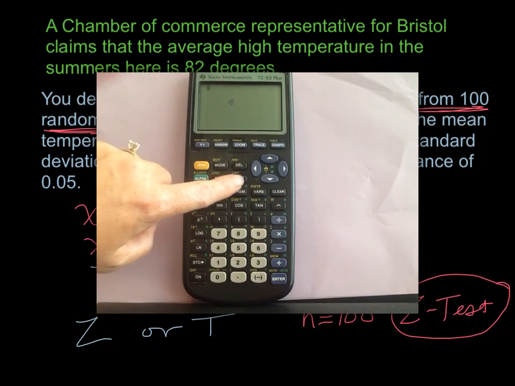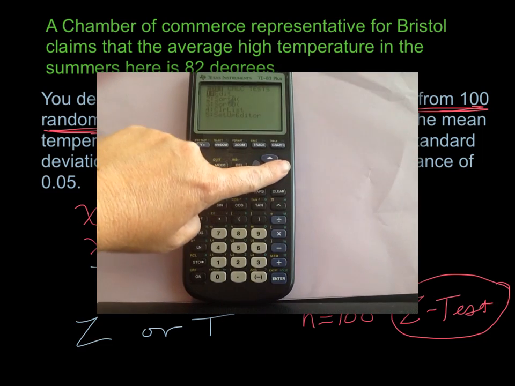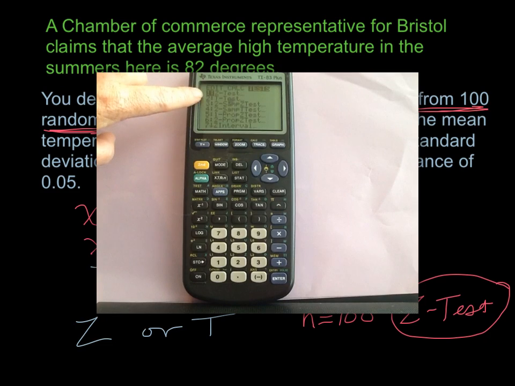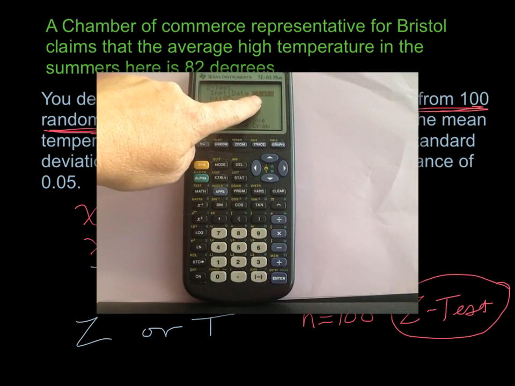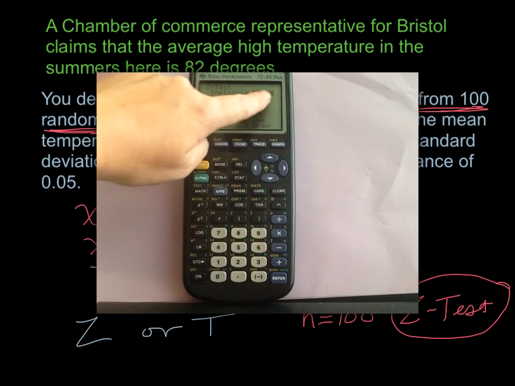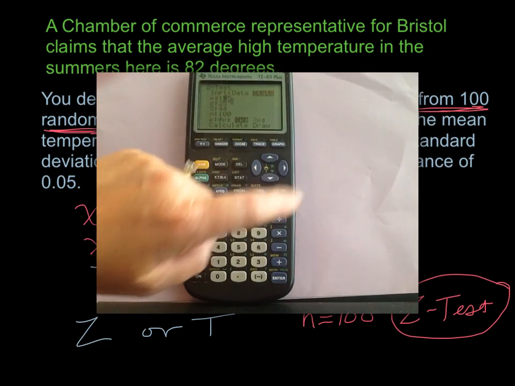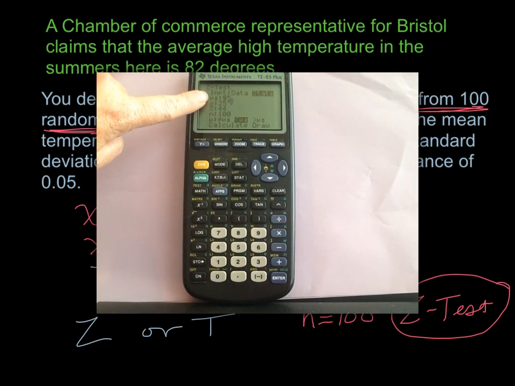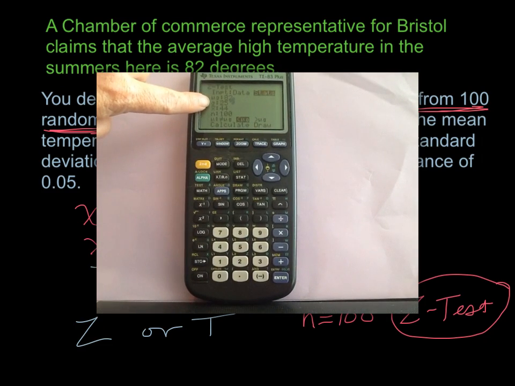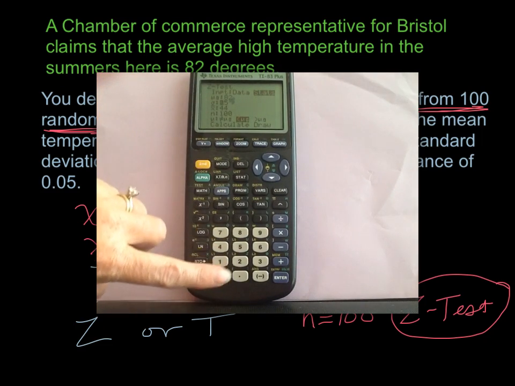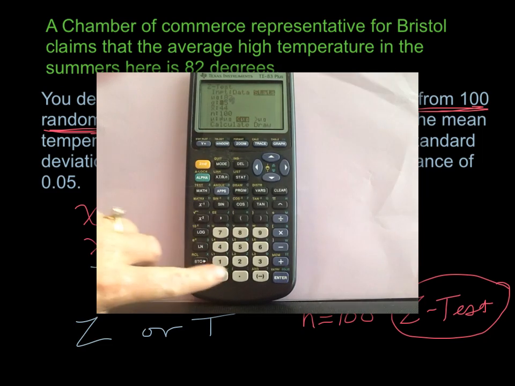Hit your stat key to pull up your tests. Go over to tests. Z test happens to be the very first one, so we hit enter. Because we already have the mean and standard deviation, we are using statistics or stats, so we have that highlighted. Mu sub O wants to know what's the number in your null hypothesis statement, and in this case it was 82. The next is our symbol for standard deviation, and our standard deviation in this problem was 2.4.